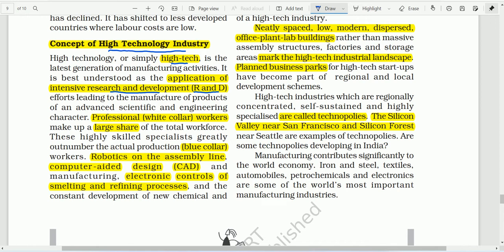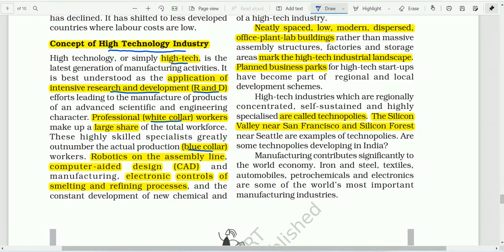Professional, that is white collar workers, make up a large share of the total workforce. That is, the proportion of skilled workers is very high. White collar workers share more than the others. These highly skilled specialists greatly outnumber the actual production, that is the blue collar workers. So highly skilled workers are more than the semi-skilled or unskilled workers in the case of high-tech industrial regions.